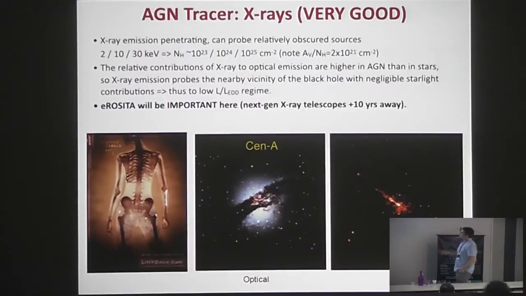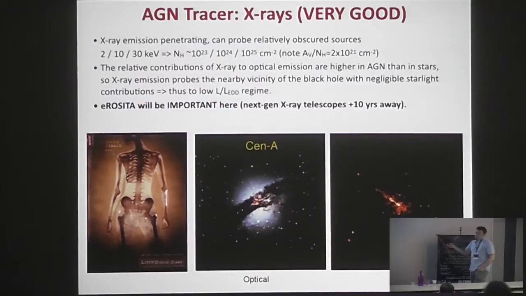So the relative contributions are also smaller from host galaxies, so the contamination is better. You can probe down at least an order of magnitude or 2 orders of magnitude deeper into the luminosity, the accretion rate, effectively, for AGN in the X-rays versus the optical. So we can actually probe the low luminosity, low Eddington rate regime.